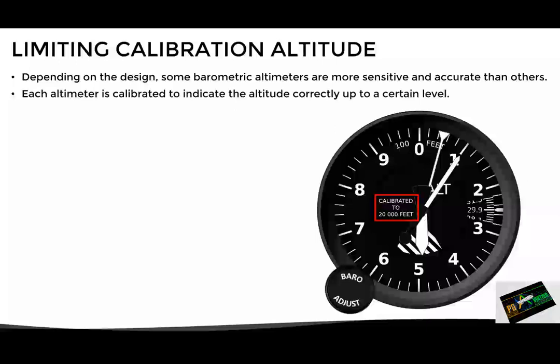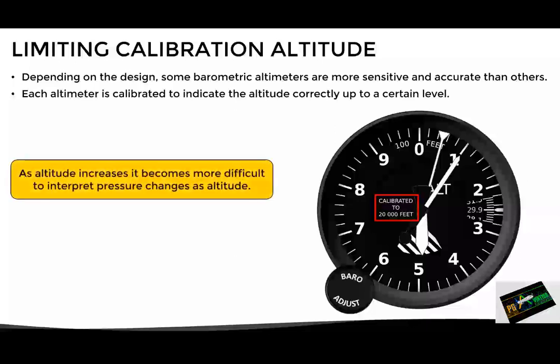So if the aircraft climbs above 20,000 feet, the altitude reading may have significant errors. This happens because as the pressure reduces with altitude, it is more difficult for the altimeter to correctly sense the changes in pressure and interpret them as changes in altitude. This is why some altimeter designs are more accurate than others.